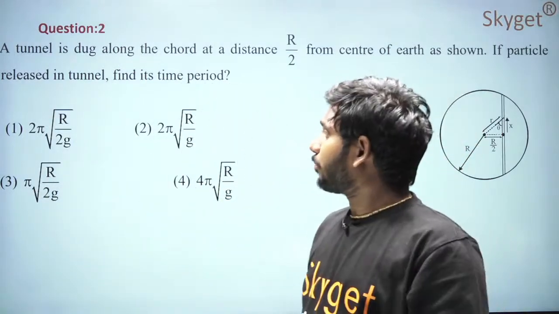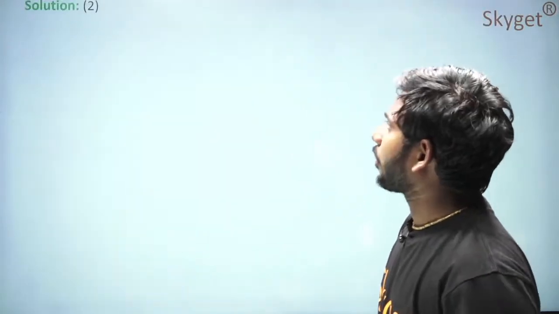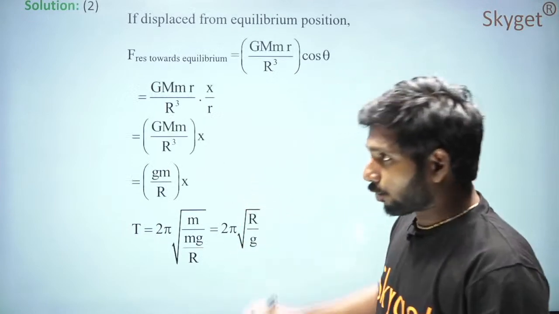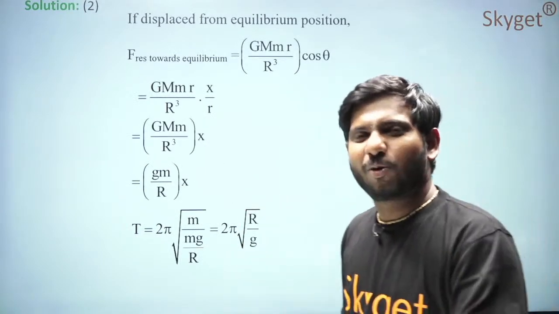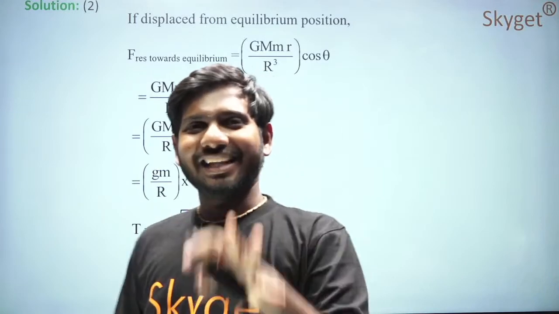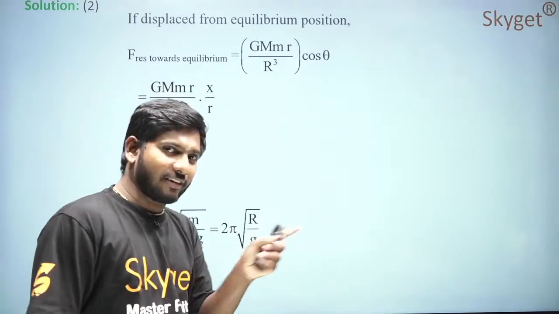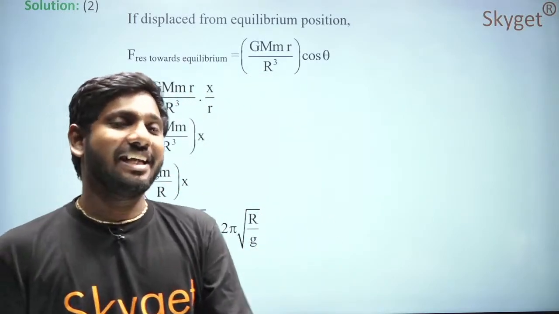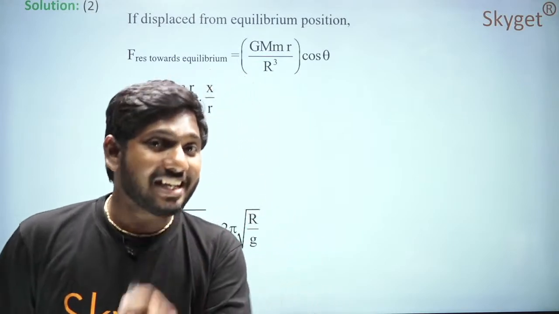One of the exams might have this quality question. So the answer is 2 pi root over r by g, and if you ask me for the value in minutes, if you substitute the value of the radius of earth and acceleration due to gravity, you will get 84.6 minutes.